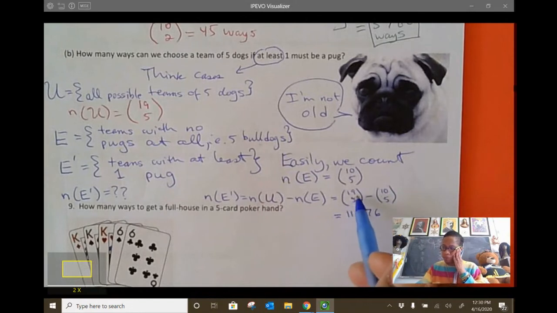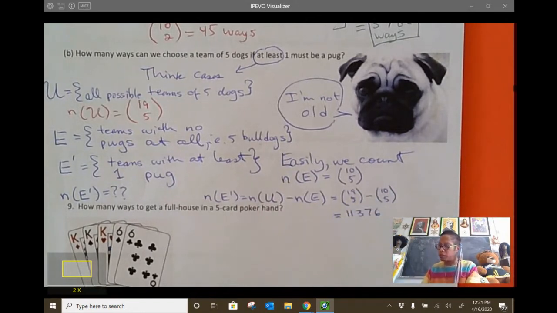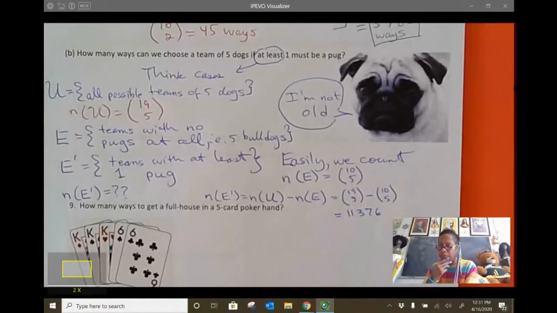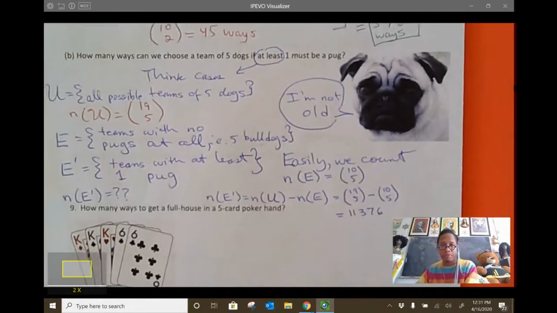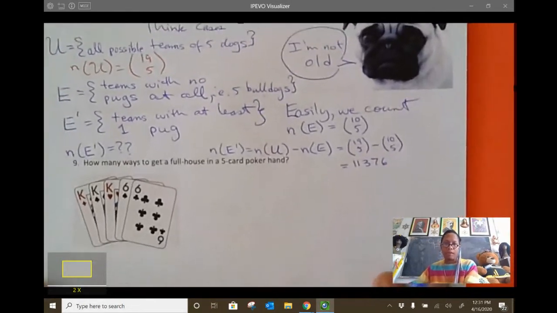Incidentally, in Google, you could just type the word 19 choose 5, and it works. It's amazing what you can put in the search engine, and you can get the numbers. I mean, literally type 19, then the word choose, then the number 5 in the Google search bar, for real.